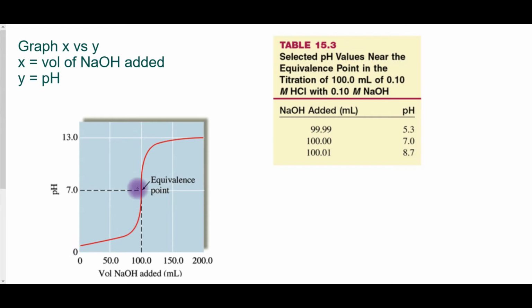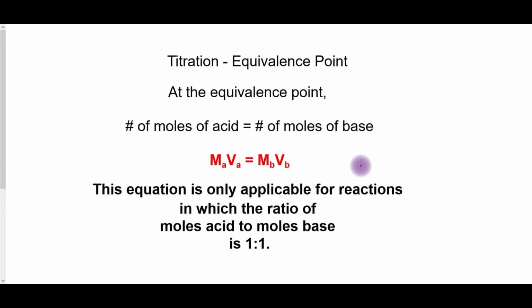As we look at our strong acid, strong base, adding 0.01 milliliters creates a huge jump. You can see how quickly it changes here. Makes it very difficult to do a titration, and you have to add very small amounts. At the equivalence point, the number of moles of acid equals the number of moles of base. You may use the dilution formula: the molarity of the acid times the volume equals the molarity of the base times the volume, but only if that ratio of moles of acid to moles of base is 1:1.